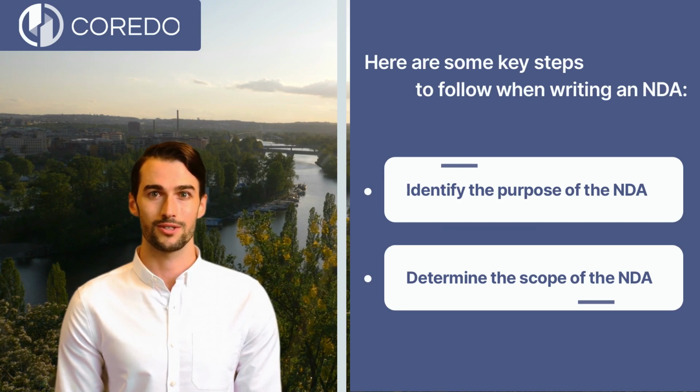The scope should also specify exceptions to the agreement, such as information already known to the recipient or information obtained from a third party without the recipient's knowledge or consent. Determining whether the non-disclosure agreement covers verbal and written communication and electronic communication, such as email or text messages, is also essential.